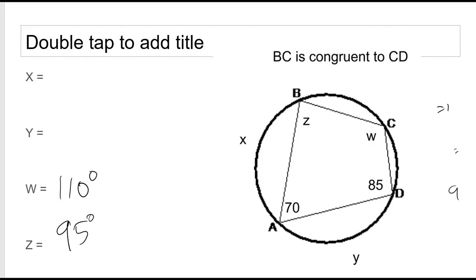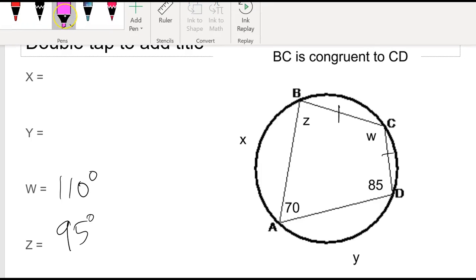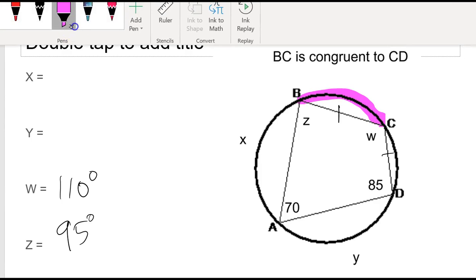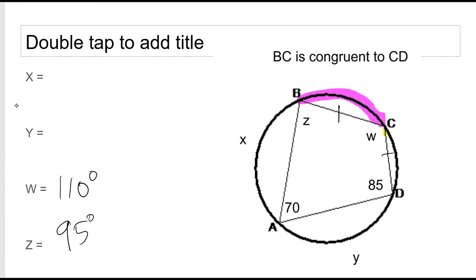Make some more room. Alright, the thing here, it says BC is congruent to CD. So BC is congruent to CD. Remember, if that's the case, that means these two arcs, this arc and this arc, even though they might not look like it, are congruent. So whatever this is, this has to be. And the way to figure that out is let's follow 70.